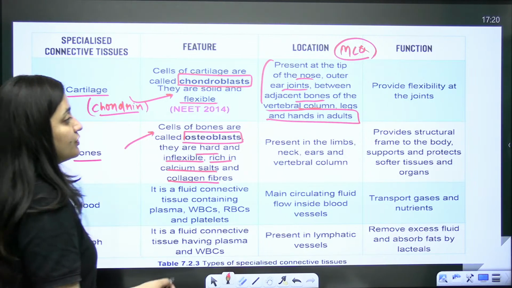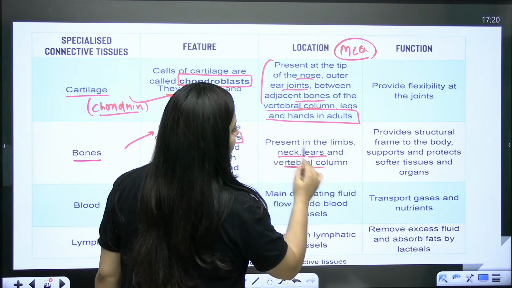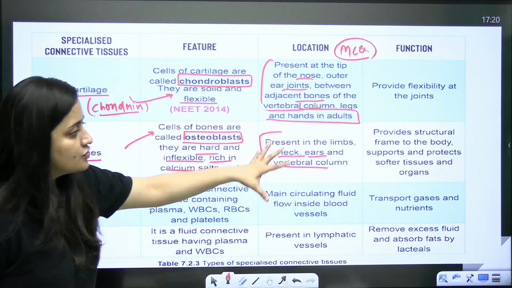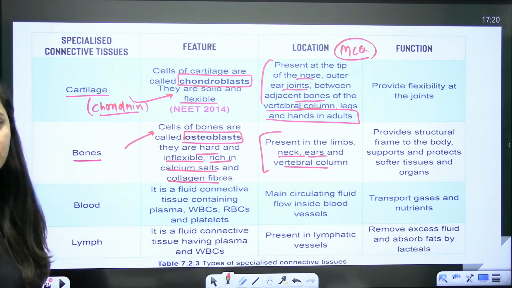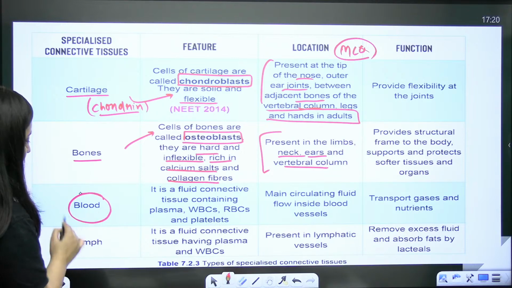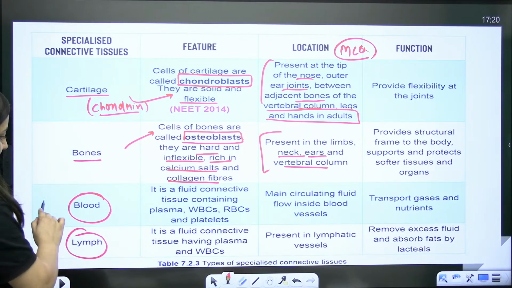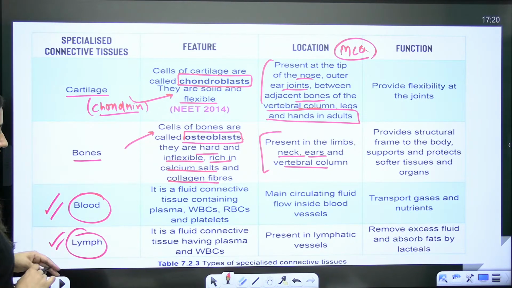So bones, you know that they are present in limbs, neck, ear and vertebral column. They provide the structural framework, support, and protect the softer tissues and organs. Then comes the blood and lymph. It is the fluid connective tissue basically.